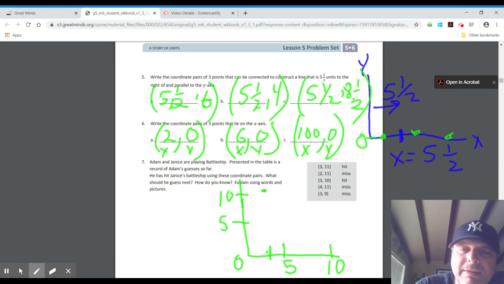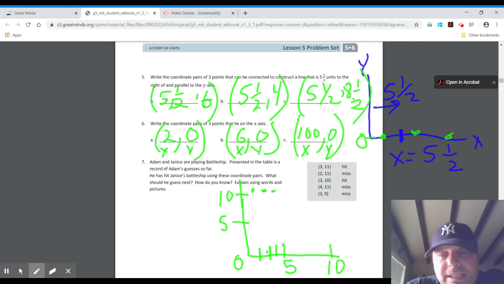So he hits at 11. Okay. He hits at 2. So you can put a 2 right here. And he hits 2, 11. Okay. There you go. There's another one he hits. Okay. 11 up. 3, 10 he misses. Okay. We won't plot that. 4, 11 he hits. So that 4 is right there. Going up to 11. So he's right there.